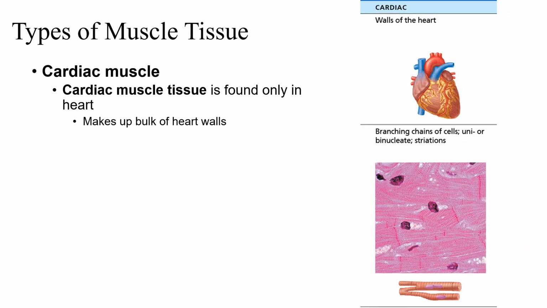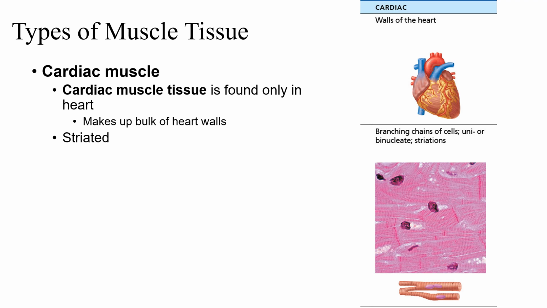Next group is going to be the cardiac muscle, and this is going to be only found in one location, in the heart. And so cardiac hopefully is a term that you associate with the heart already. So this is the only place you're going to find it. It's going to make up the majority of the walls of the heart. And it also is going to be striated.